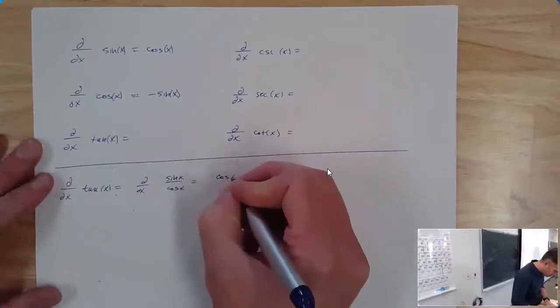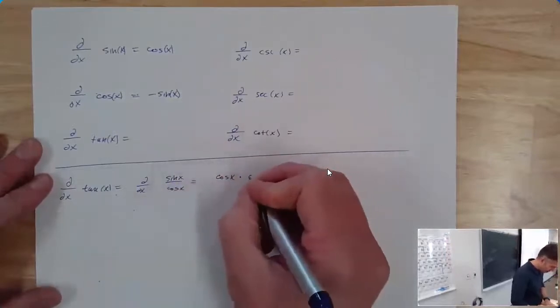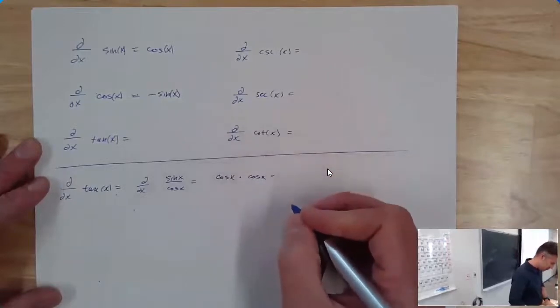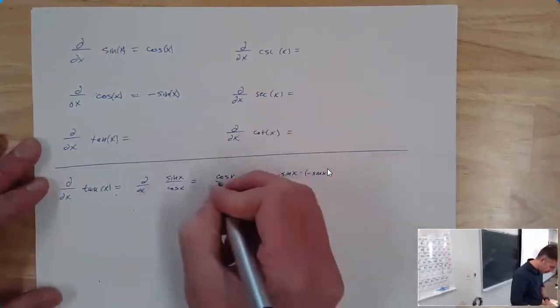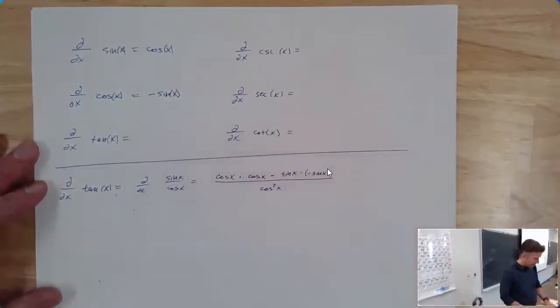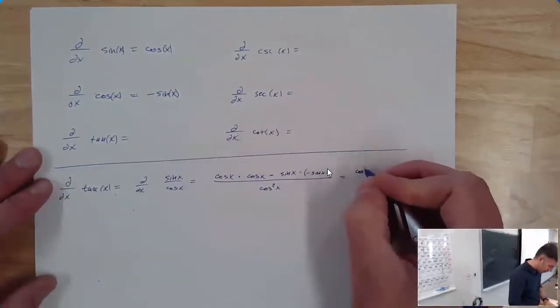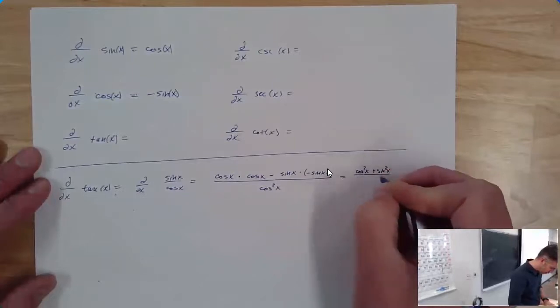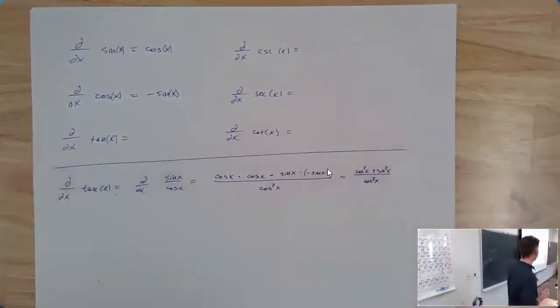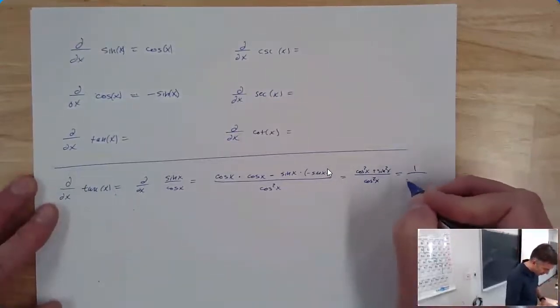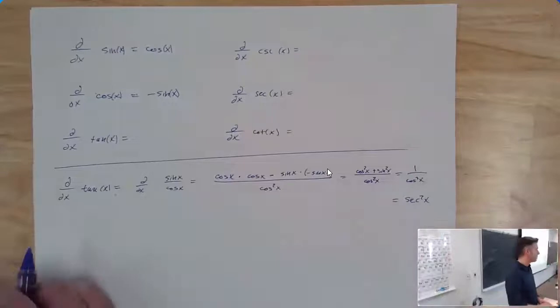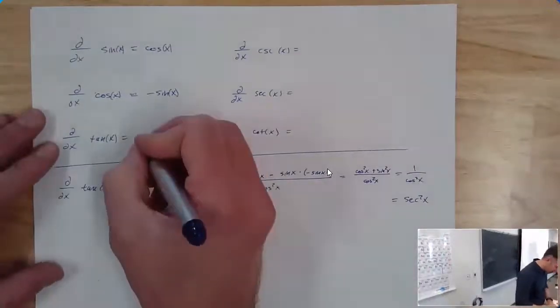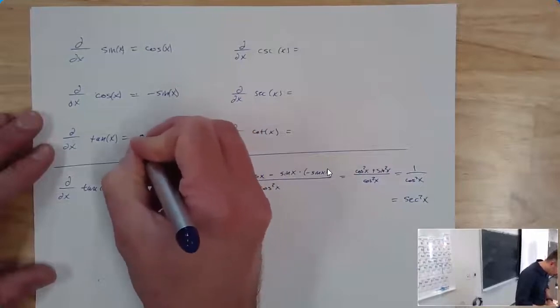So we're going to have the bottom times the derivative of the top, and the derivative of sine is cosine, minus the top times the derivative of the bottom, the derivative of cosine is negative sine, all divided by the denominator squared. And if we simplify this, we get cosine squared x plus sine squared x all over cosine squared x. And this is where we use our favorite trig identity, which is that cosine squared x plus sine squared x is equal to 1. So we get 1 over cosine squared x, or more typically written, secant squared of x. So there's the derivative of tangent. You definitely want to memorize that. The derivative of tangent is secant squared of x.